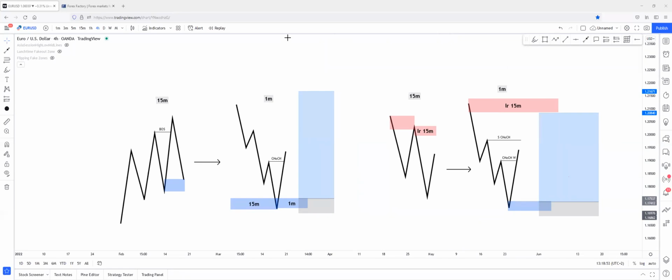Guys, it's easier to say that you have to wait for a 15-minute choch inside of a 4-hour zone. No matter if it's a 15-minute zone, 5-minute zone, or whatever, if it's inside a 4-hour zone, you have to wait for a 15-minute choch.